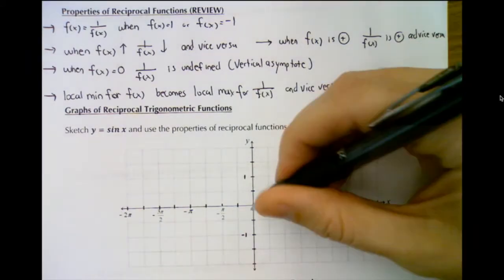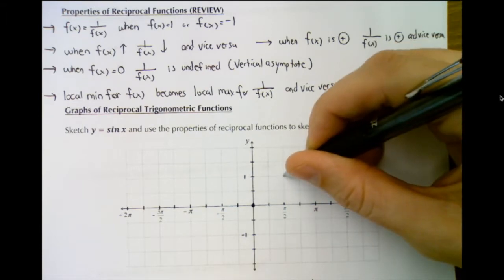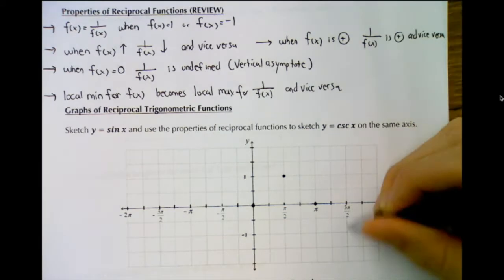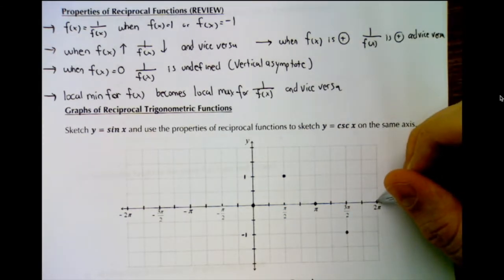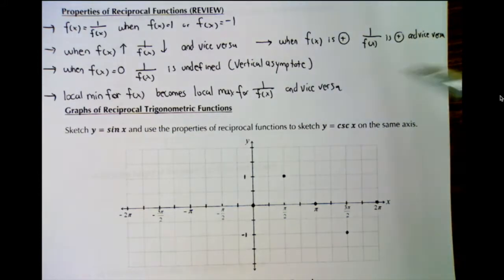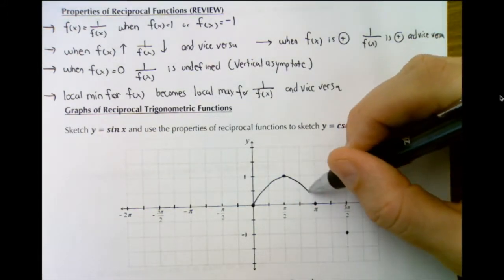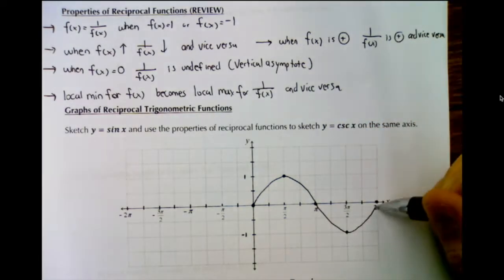So sine starts at 0, 0. And after pi over 2, it goes to 1, a maximum. At pi, it's 0. At 3 pi over 2, it's at its minimum, negative 1. And at 2 pi, it goes back to its resting spot at 0. So if I were to connect that, it would look like this. And there is our sine curve.